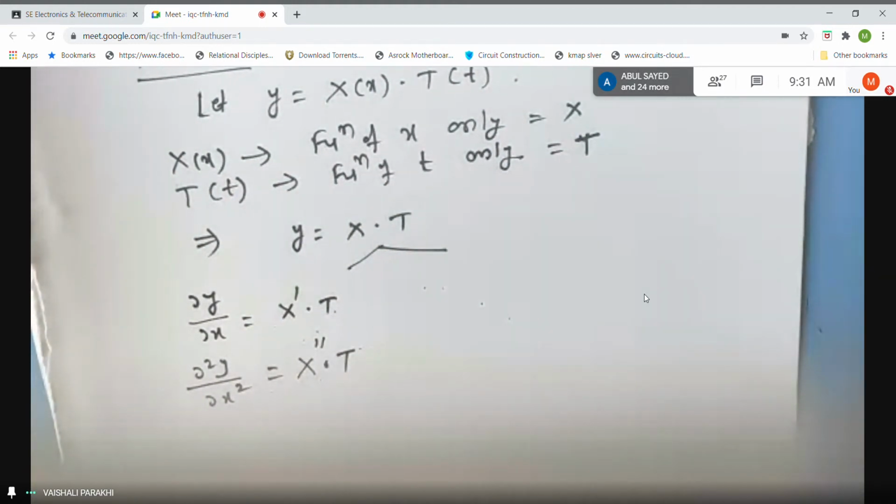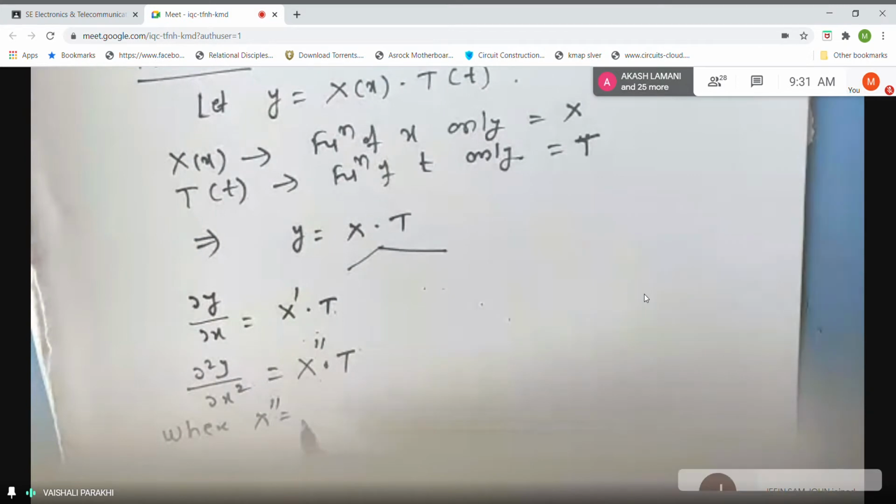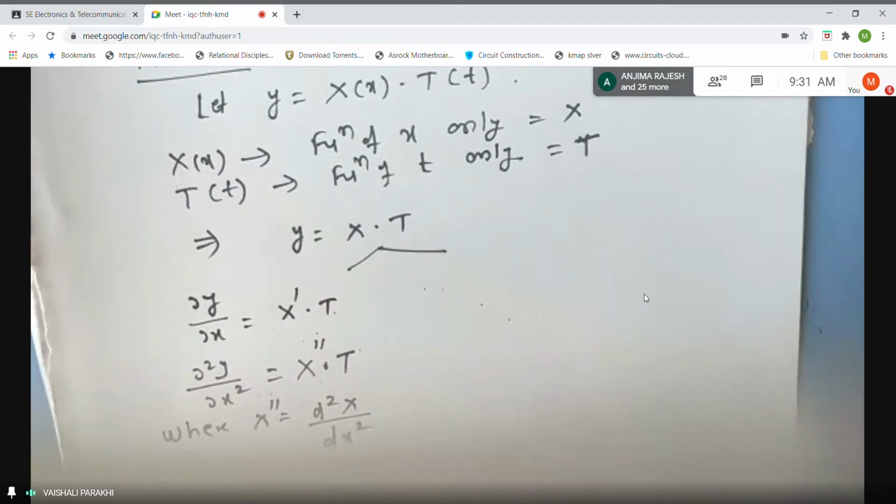Okay. Now what will this X double dash be? X double dash will be nothing but the derivative of X with respect to small x, the second order derivative.